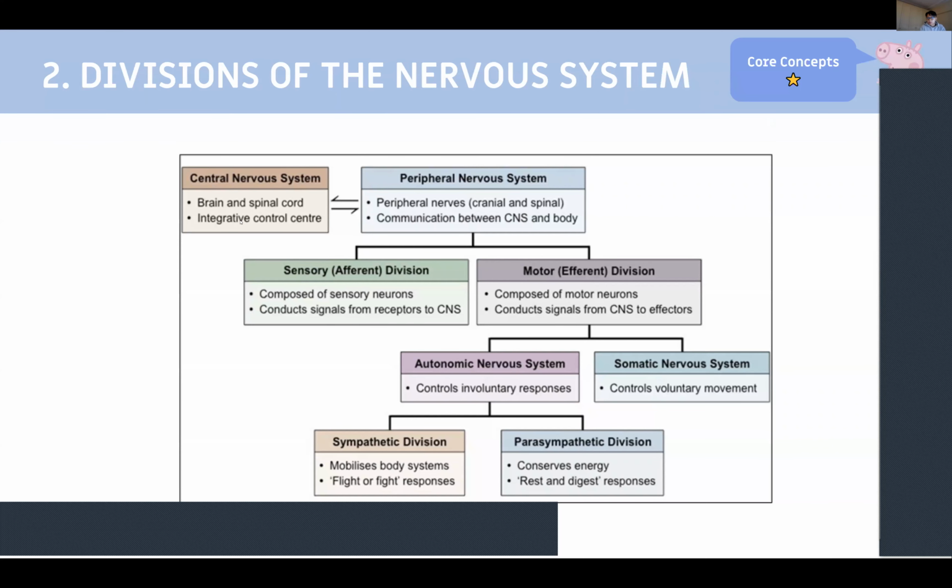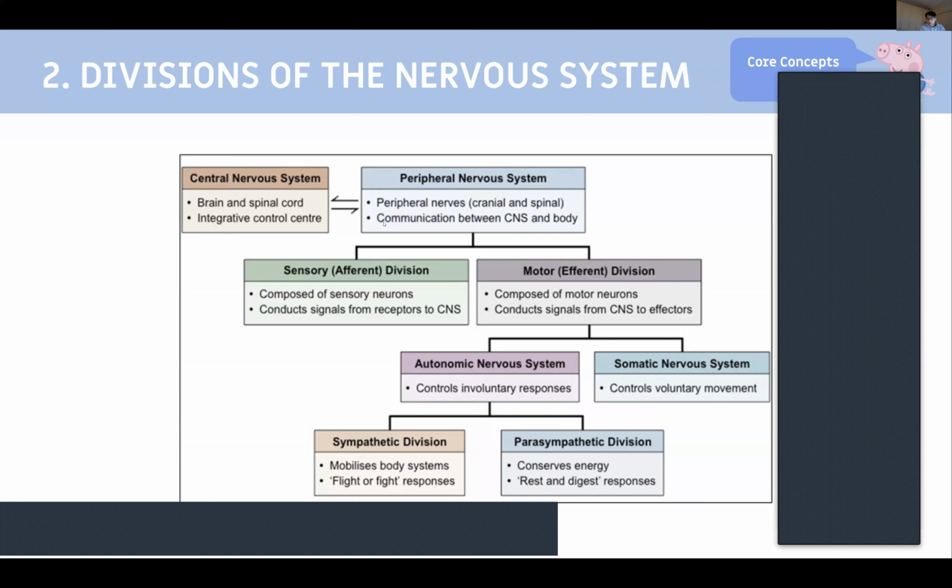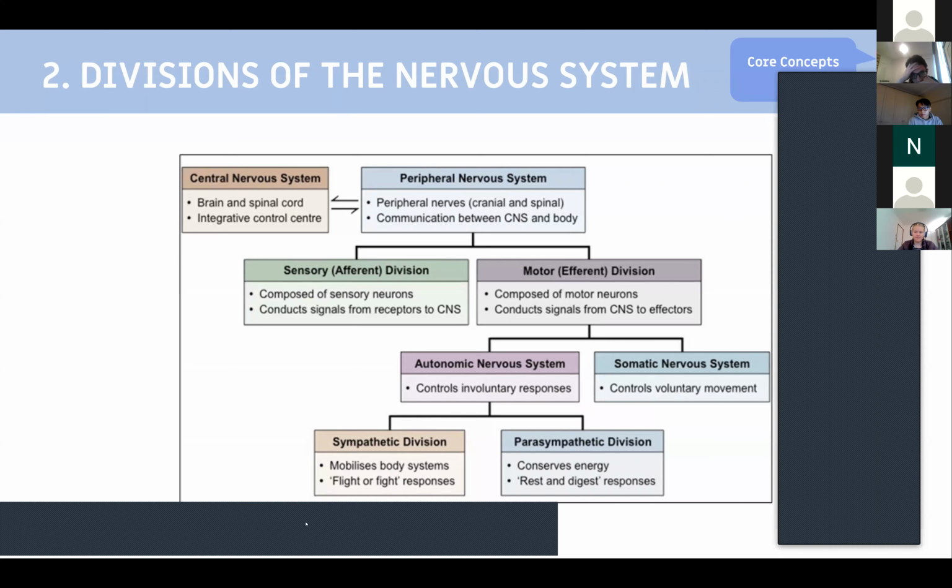Let's start off with the different divisions of the nervous system. We have the central nervous system and also the peripheral nervous system. Your central nervous system is your brain and spinal cord, and that is where all the information processing happens. And we also have our peripheral nervous system, and this communicates with our central nervous system. So your peripheral nerves are everything outside of your spinal cord and your brain.